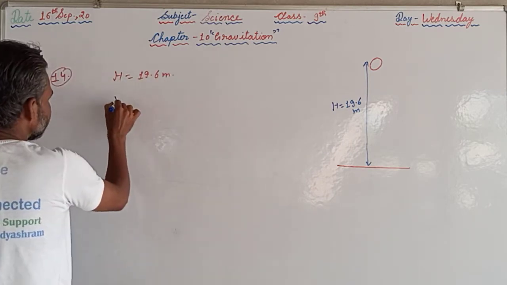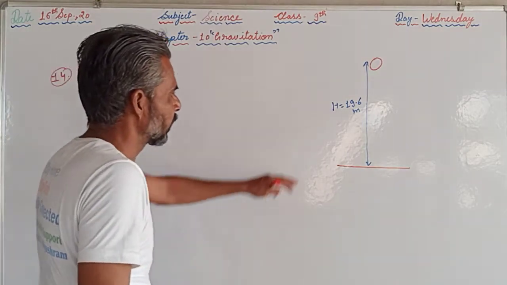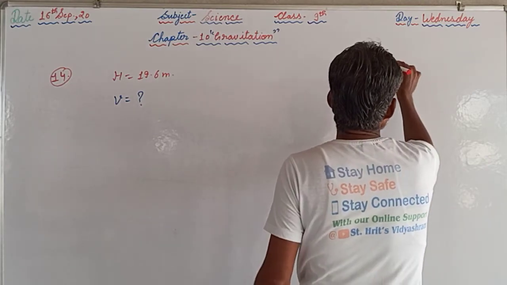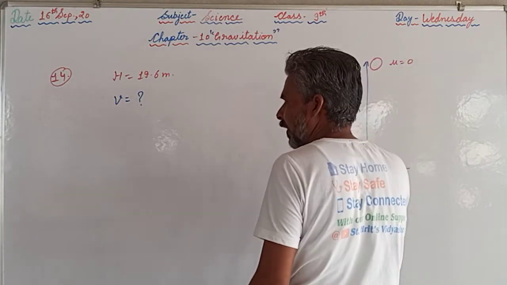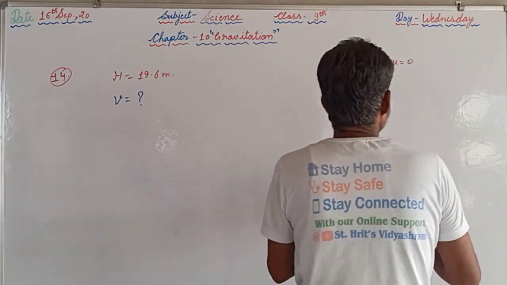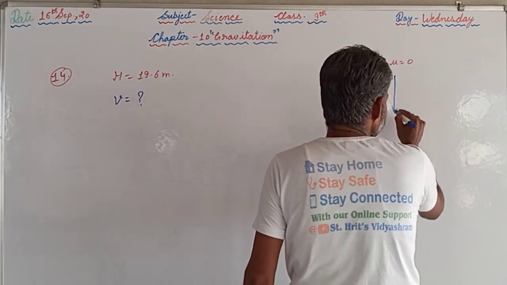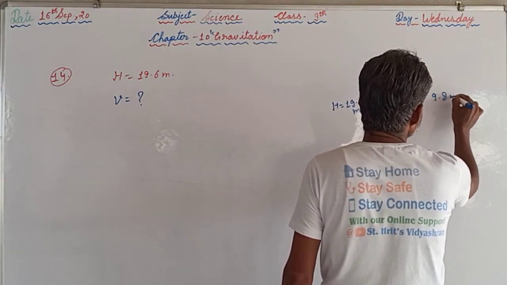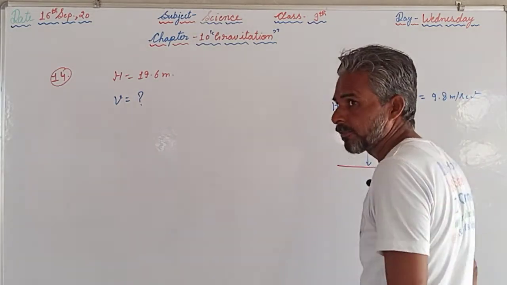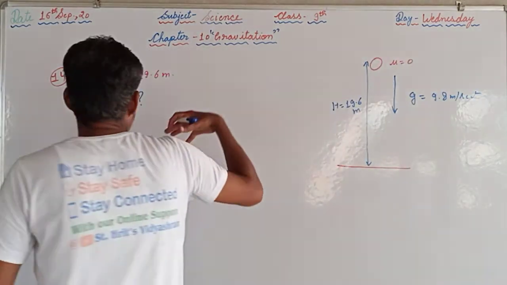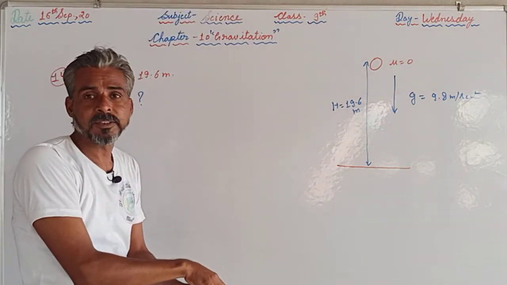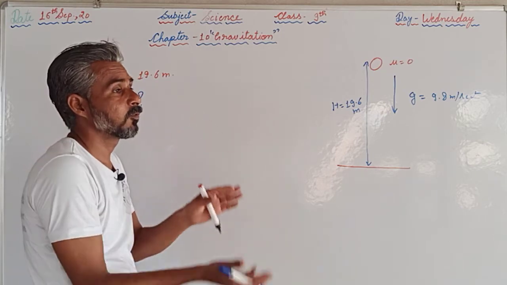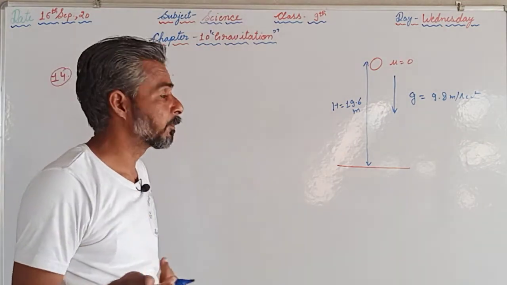We have to find the final velocity with which it will strike the ground. So initial velocity means it is dropped. Initially it was at rest, no additional velocity is supplied. When any object is moving in the downward direction, the acceleration due to gravity will be 9.8 meter per second square, and that will be positive because the object is moving in the direction of the acceleration due to gravity. It is coming downward, so acceleration will be positive, and if it is moving in the upward direction, then acceleration due to gravity will be negative.